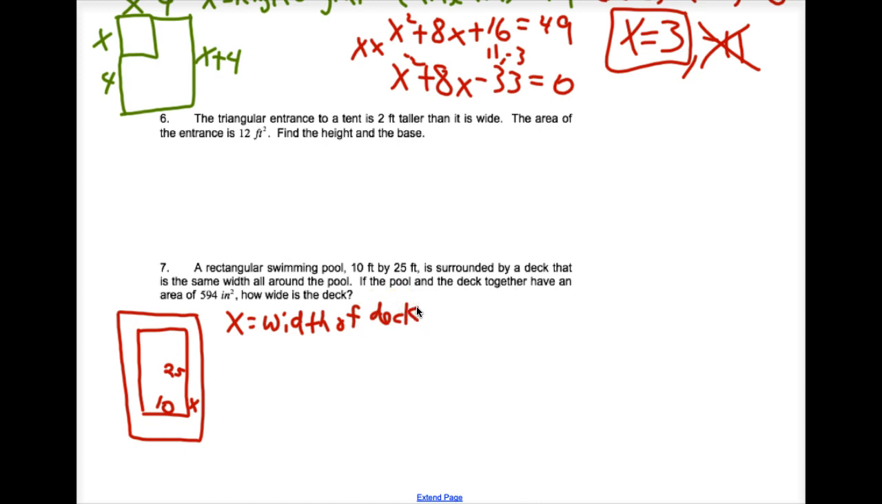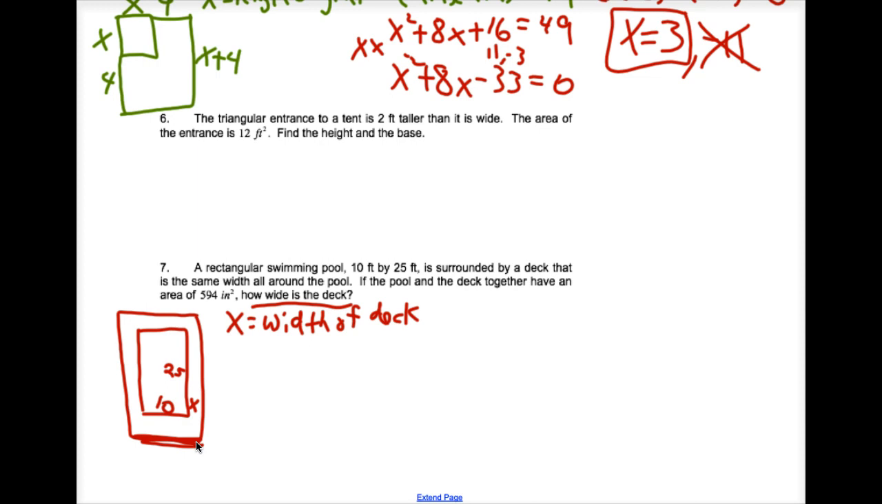Okay? So does everybody see a little rectangle inside the big rectangle? The big rectangle, they gave us important information about that second sentence. If the pool and the deck together have an area of 594, how wide is the deck? Well, you wouldn't need the inner. There's our question.